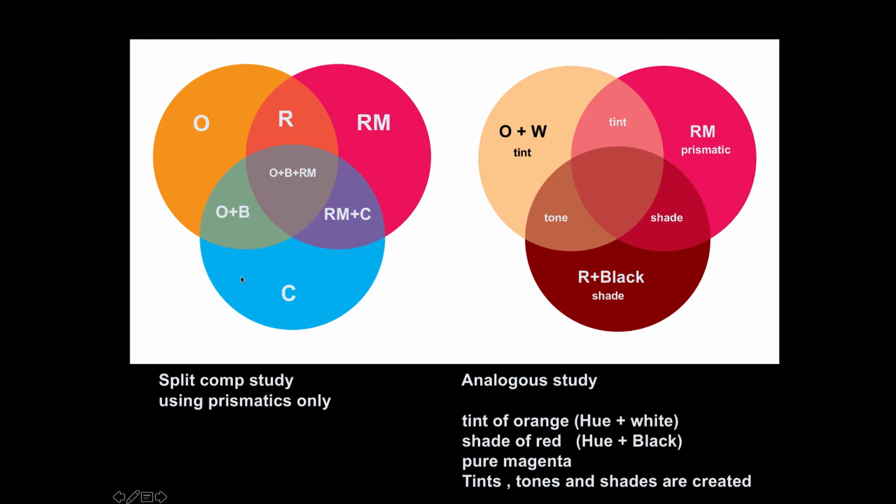But you can see here's the theory. If you take your cyan, and we've already looked at the complement is red. So if you have the split complement hues of orange and red magenta, when they mix, it's going to make red. When you mix the cyan and red magenta together, you're going to get not violet, but something close to it. And it's a mixture of the red magenta and cyan.